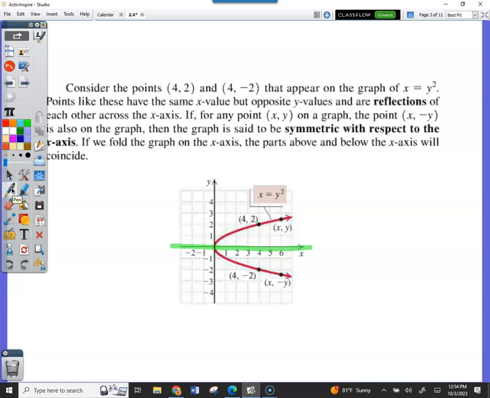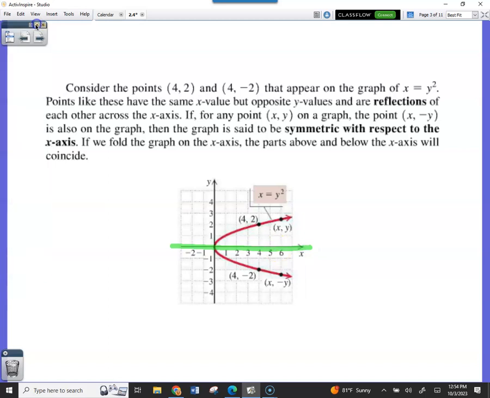You may even want to highlight in the paragraph that this is symmetry.